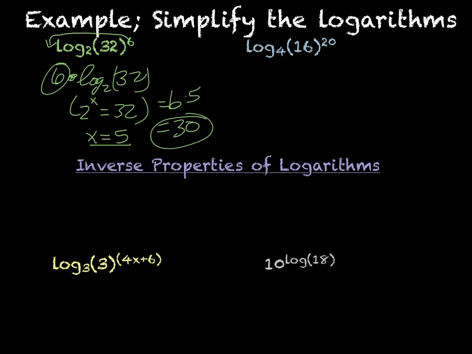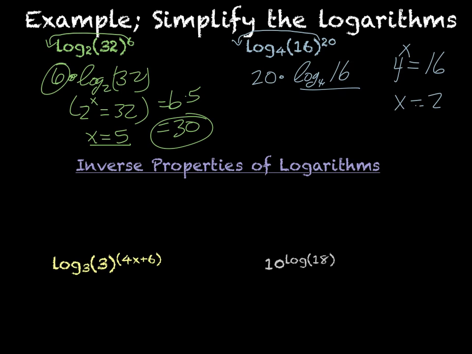Next one, log base 4 of 16 equals 20. So again, you can use the power rule, bring the 20 up front, and we have 20 times log base 4 of 16. So I'm going to look at it as 4 to what power gives me 16. I know that 4 squared is 16. So that means that x equals 2. And now I can put 2 in for the log base 4 of 16, and we have 20 times 2, which equals 40. So your answer is 40.